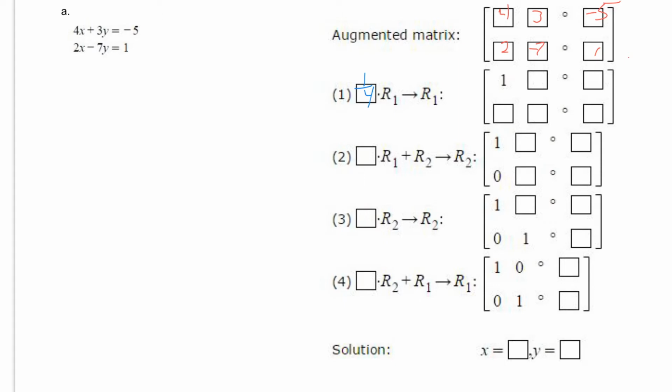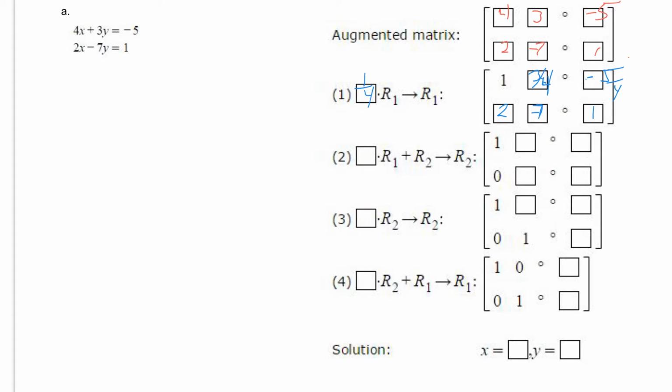And it should look like this. You should have a 3/4 in here. That's a 4. And a -5/4 over here. Underneath, you never changed anything, so this should have stayed 2, should have stayed -7, and should have stayed as 1.